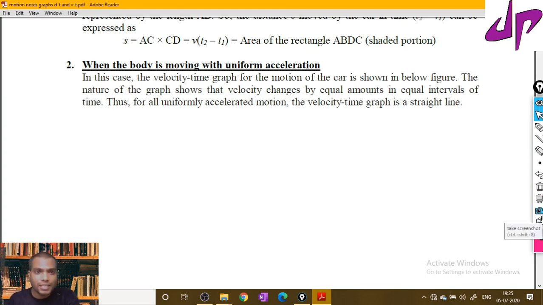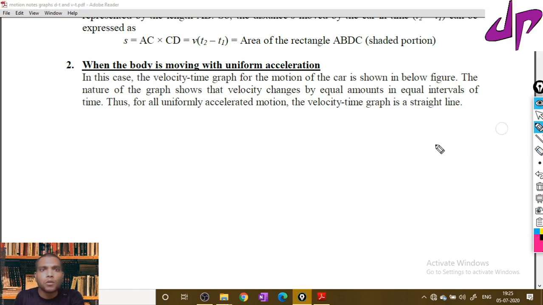See the second case. The second case is when an object is moving with uniform acceleration. When an object is moving with uniform acceleration, what shape does the velocity-time graph have? To do this case, I would like to solve one NCERT example.